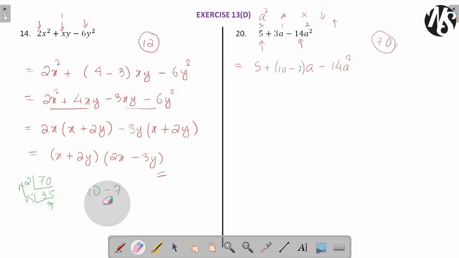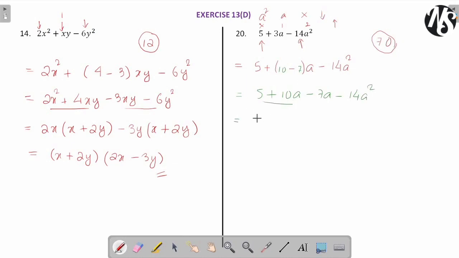So let me erase this. Okay, so we have equals to 5a squared plus 10a, minus, plus into minus is minus, 7a, minus 14a squared. Okay, so what is common from here? 5 is common, so 1 is left, plus 5 is gone, means we have 2a here.